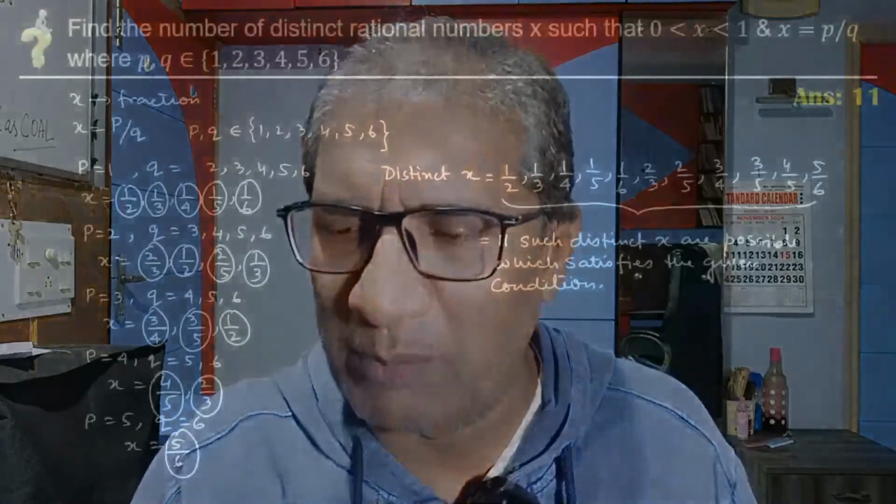Because if you don't consider cases, if you simply do it arbitrarily, then there will be some number x which will be repeated and which you will count twice or thrice. In that case, your answer will become wrong. So that is why I have considered all those cases here and we got our final answer. So let's move on to the next problem.